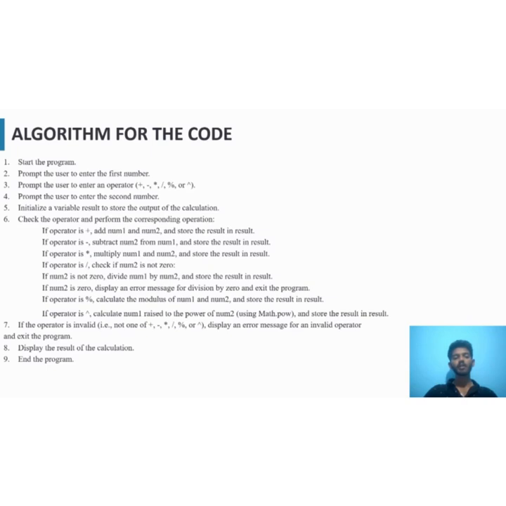And if the operator is the power symbol, then calculate number 1 raised to the power of number 2 and store the result in the variable called result. And if the operator is invalid, then display an error message for an invalid operator and exit the program. And in step 8, display the result of the calculation. And in step 9, end the program.